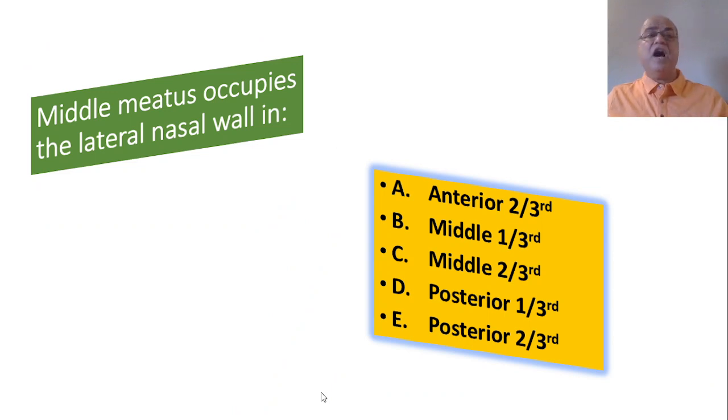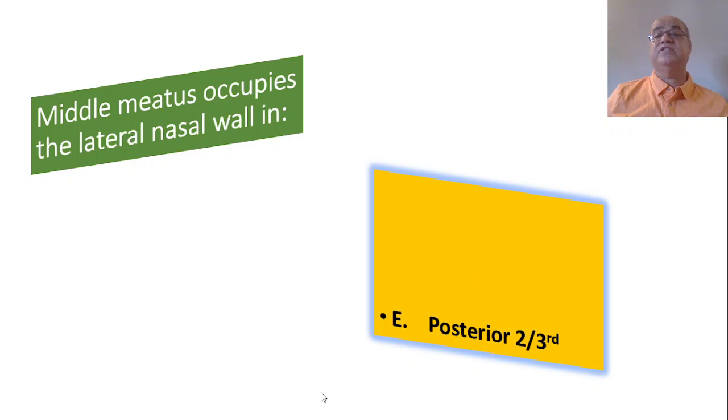Middle meatus occupies the lateral wall in. So the middle meatus will occupy the same region which the middle turbinate is occupying. And the middle turbinate we just saw in the picture and discussed, it is attached to the posterior 2/3 of the lateral nasal wall. So the middle meatus will also be confined to the posterior 2/3 of the lateral nasal wall.